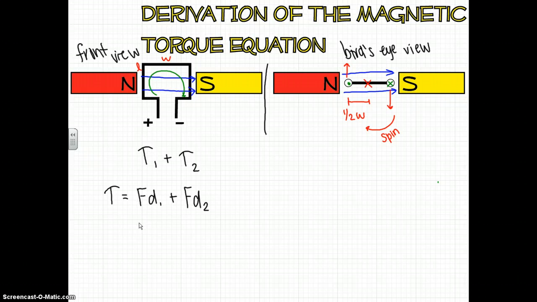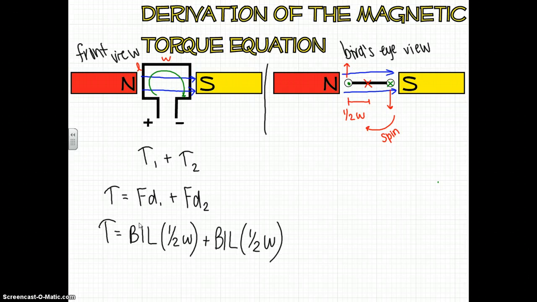The next step we need to recognize is that the force that's being used here is a magnetic force, so the F will become BIL. And the distance, or the lever arm in this case, is actually half the width, so we're going to replace D with 1/2 W. And the wire on the other side is of exactly the same length and of exactly the same lever arm, so it's actually exactly the same quantity. If we do a little bit of algebra here, we will recognize that the torque equals basically BILW.